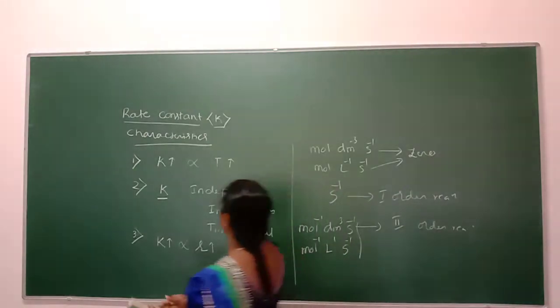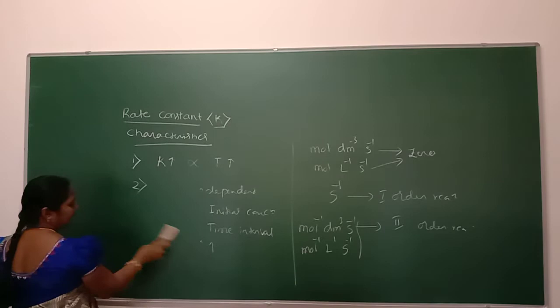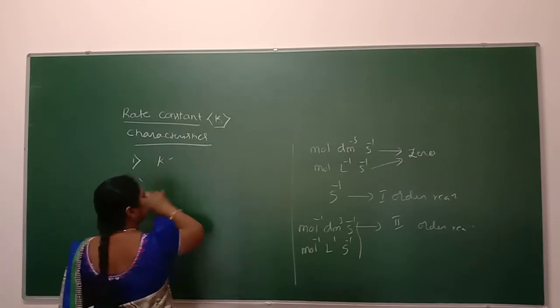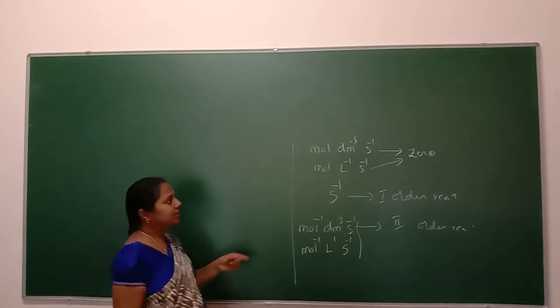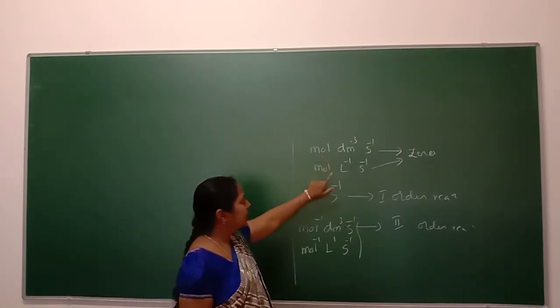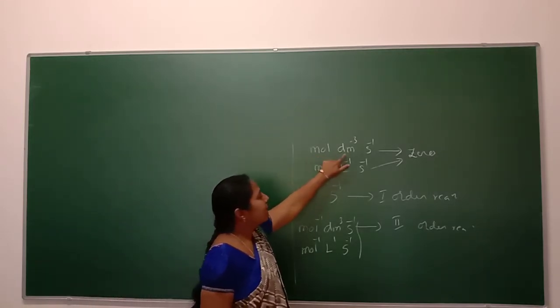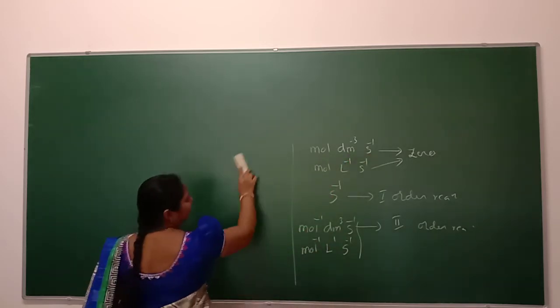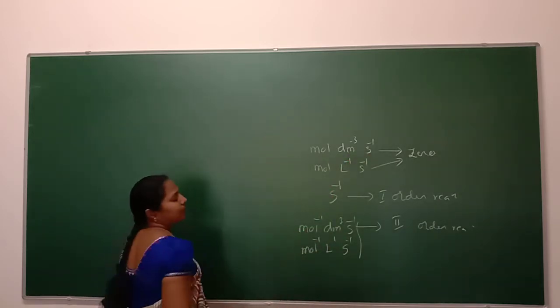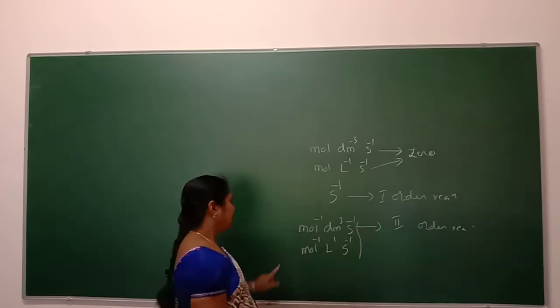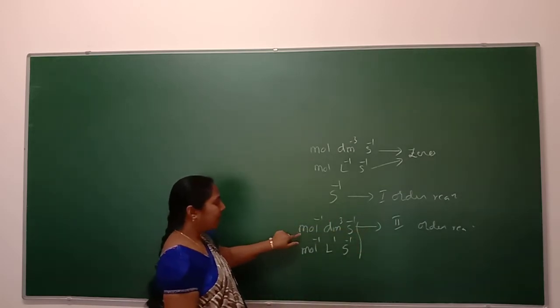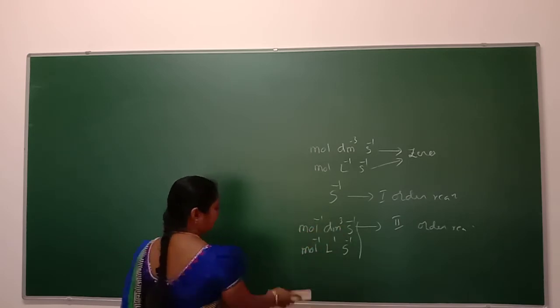Based on the unit of rate constant, we can classify the reactions into different categories. For a zero order reaction, the unit of rate constant is going to be mole per dm cube per second. For a first order reaction, the unit of rate constant is going to be per second, and for a second order reaction, the unit of rate constant is going to be per mole dm cube per second.